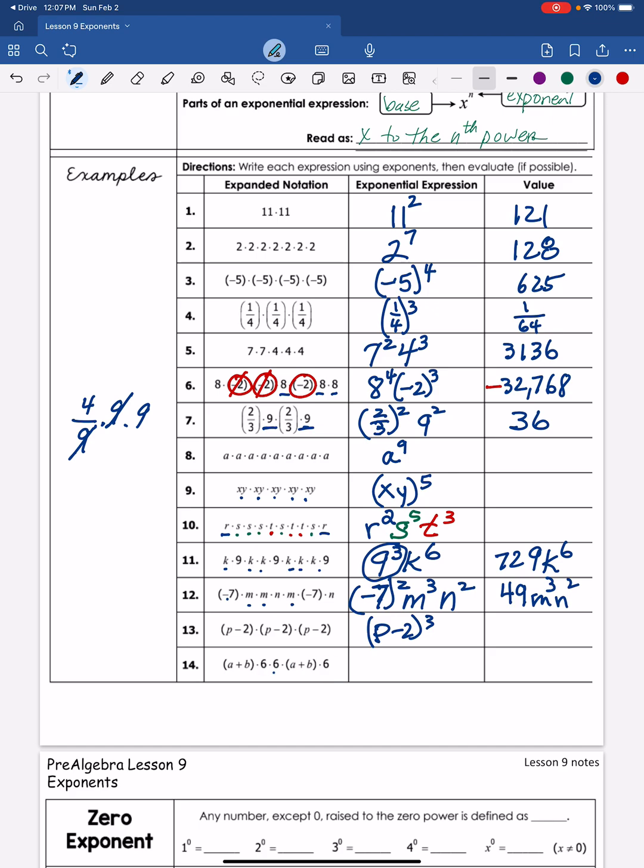This one, how do I know the different bases? How do I know a and b are not a base, instead of being together? Look at the multiplication signs right here. Okay, so I've got 6 3 times, and then I've got a plus b twice. So 6 times 6 times 6, 216. And then I have a plus b as another base that is going to be squared.